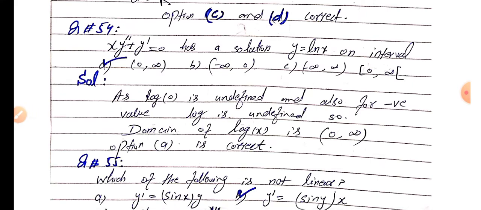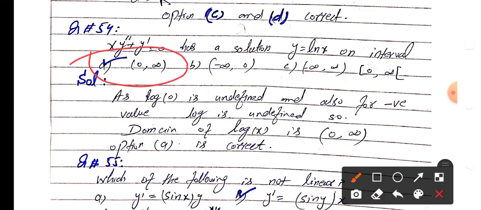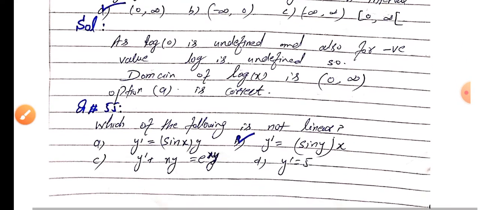Now discuss question number 54. x y double dash plus y dash is equal to 0 has a solution y is equal to ln x on an interval. Which interval is correct? Option A is correct. The open interval 0 to infinity is the correct answer.